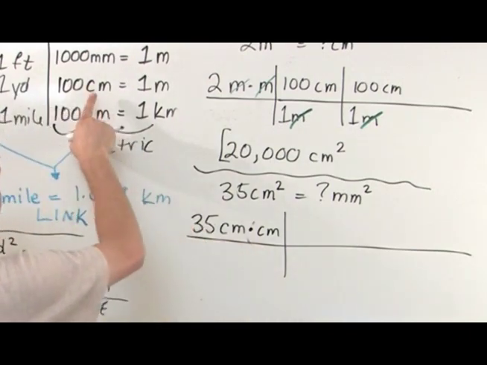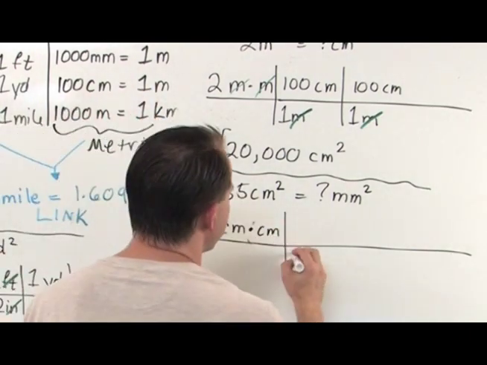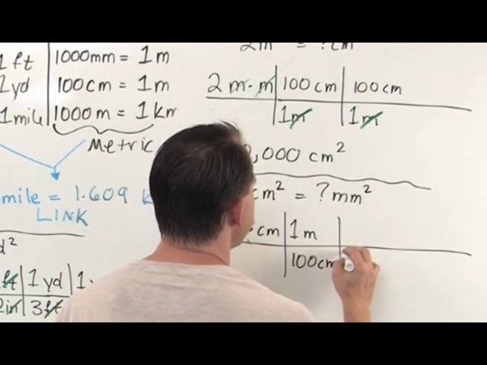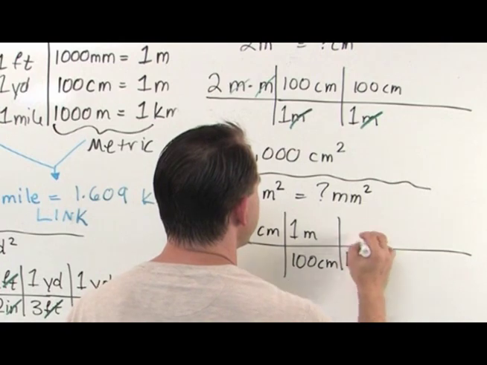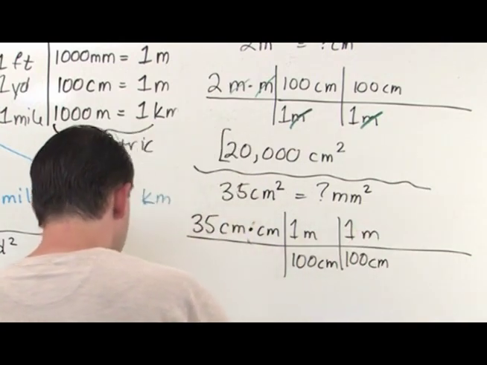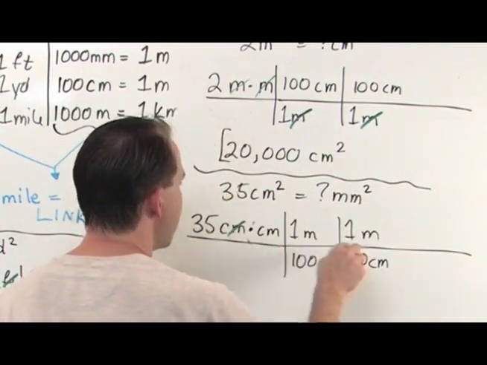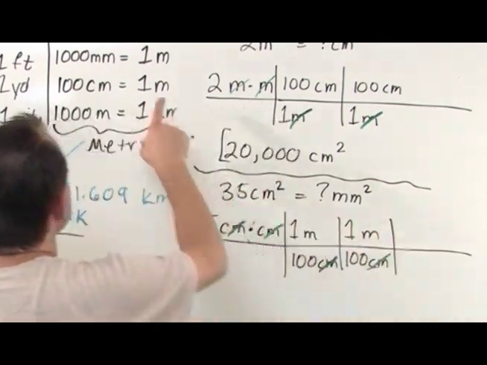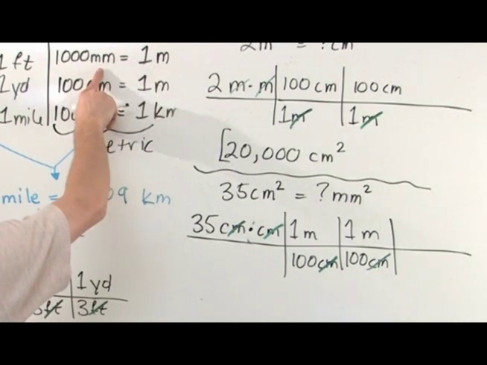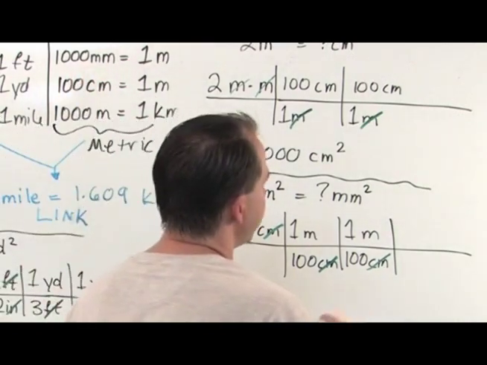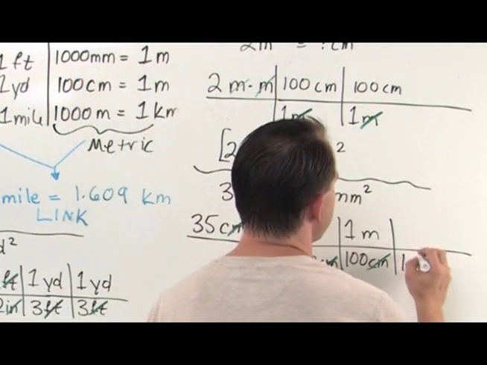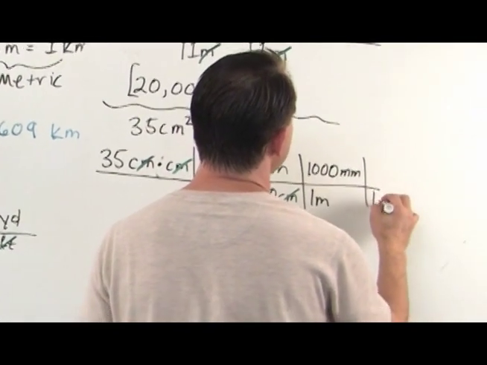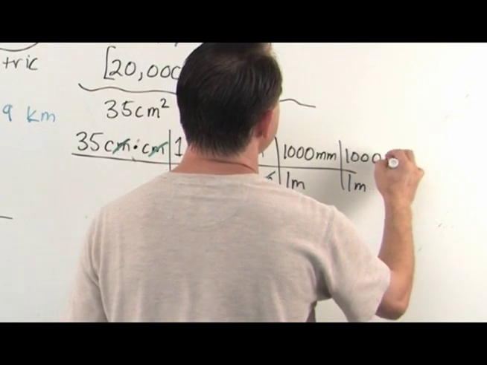So going from centimeters to meters, there's 100 centimeters in 1 meter. So it's 100 centimeters to 1 meter. And I have to do it twice to cancel both sets of centimeters. Okay? So I cancel bottom with top, bottom with top. Now I need to go from meters to millimeters. And I know from my metric system prefixes, 1 meter is 1,000 millimeters. So 1 meter is 1,000 millimeters, and 1 meter is 1,000 millimeters.